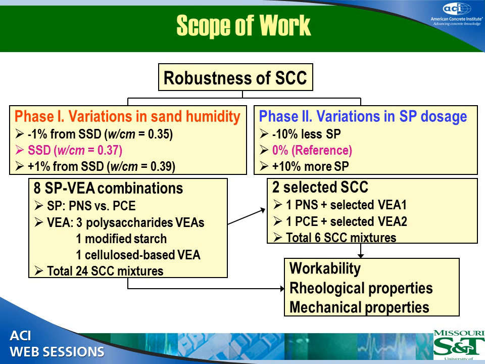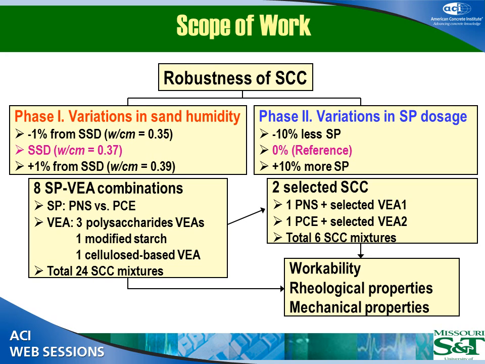So we looked at the effect of variation of sand humidity by changing the water cement ratio of the mix from what it was at the surface saturated dry condition that gives us 0.37, to something that would simulate having a sand moisture content that is 1% minus, which is about 9 liters per cubic meter. So we are within the 10 that Nicola was talking about. And we also increased it by 1%, but that gives us a very low water cement ratio and a moderate water cement ratio. So from 0.35 to 0.39, and this is how we did it.